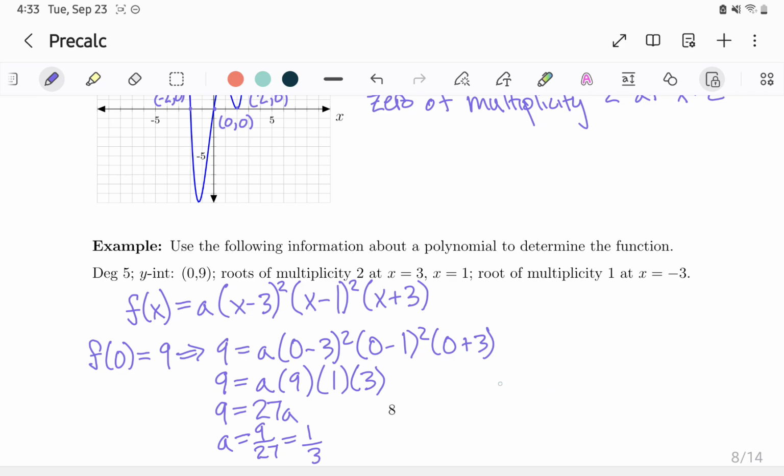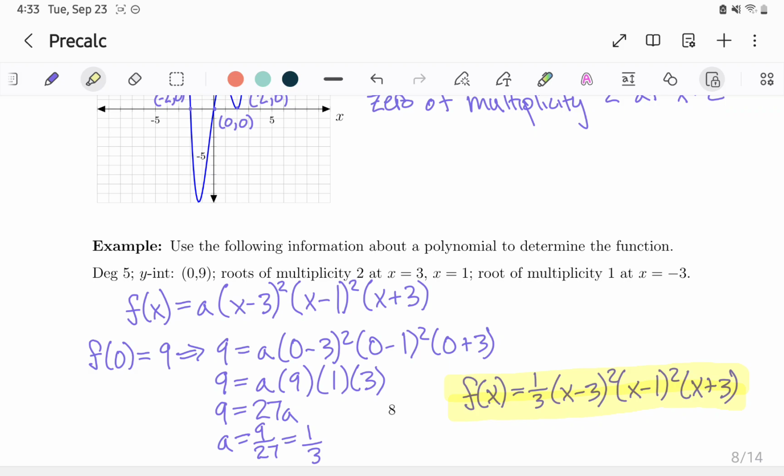So now we have the value for our leading coefficient, so we can go ahead and write the formula for f. F of x is going to equal 1/3 times x minus 3 squared times x minus 1 squared times x plus 3. And yeah, we aren't going to worry about multiplying things out here because that would just be a headache. And yeah, you don't have to worry about multiplying out your answers in Lumen either.